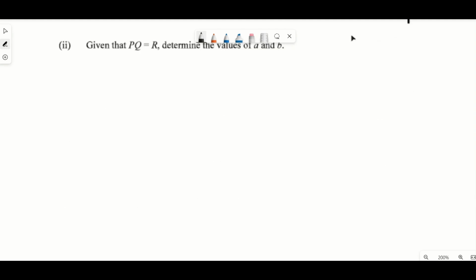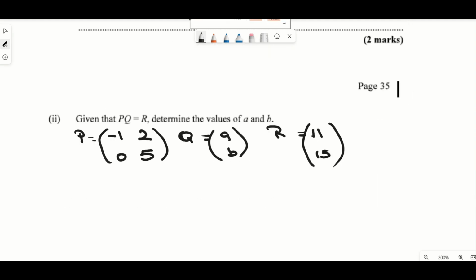Let's look at part 2. So first off, they said given that PQ is equal to R, I already wrote down what P, Q and R are equal to. P is minus 1, 2, 0, 5. Q is A and B, and R is 11, 15. So they're telling you when you multiply P by Q, you're going to get R. Right, so first off, let's see if that's possible.